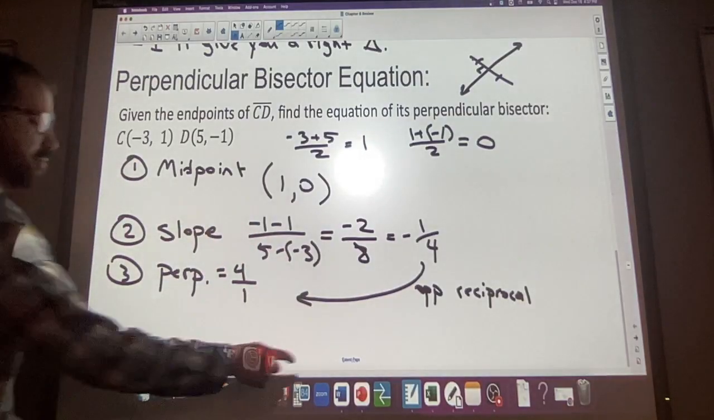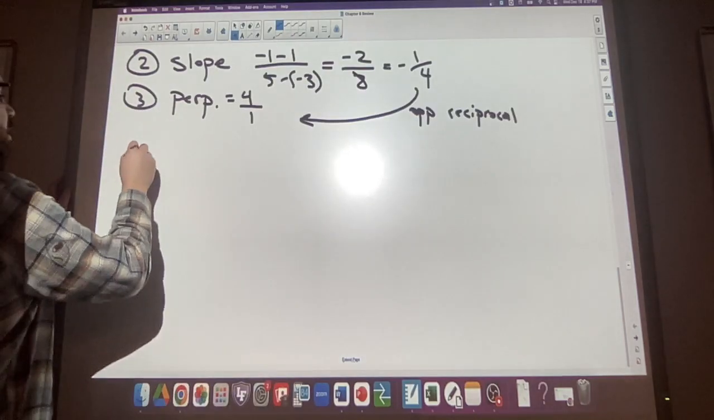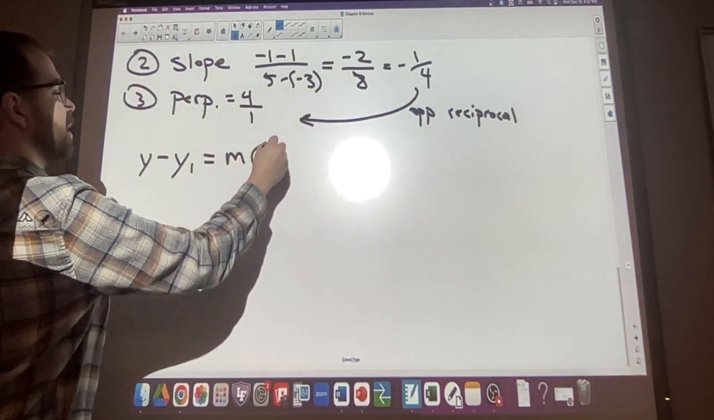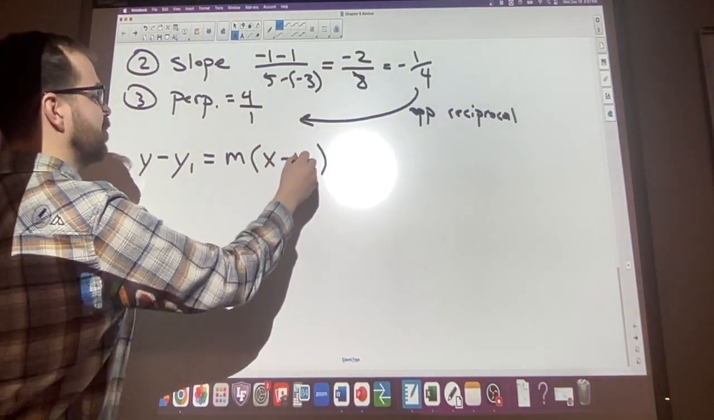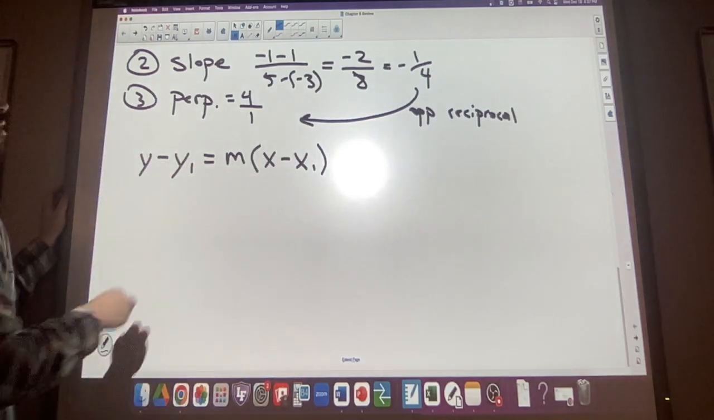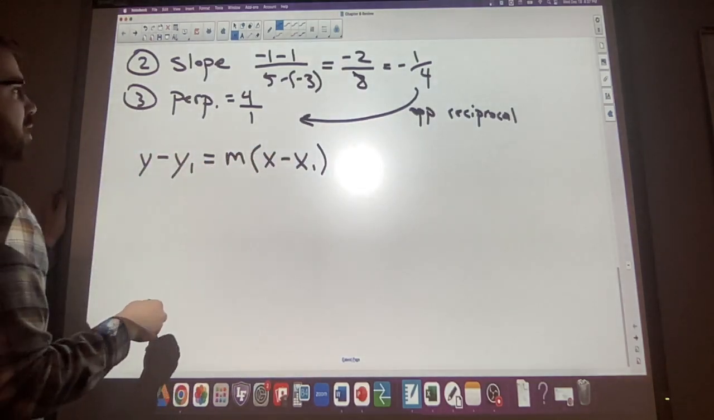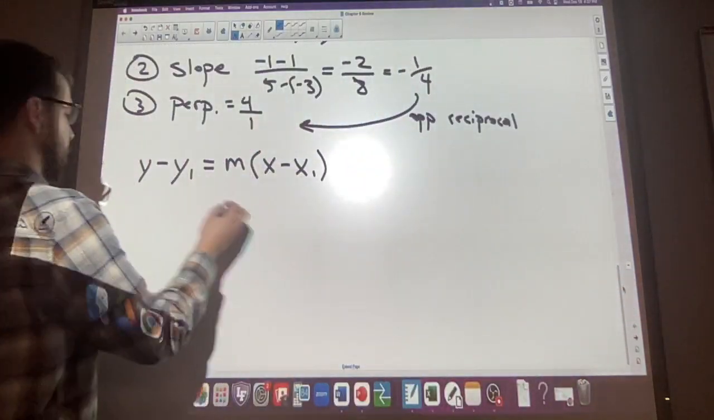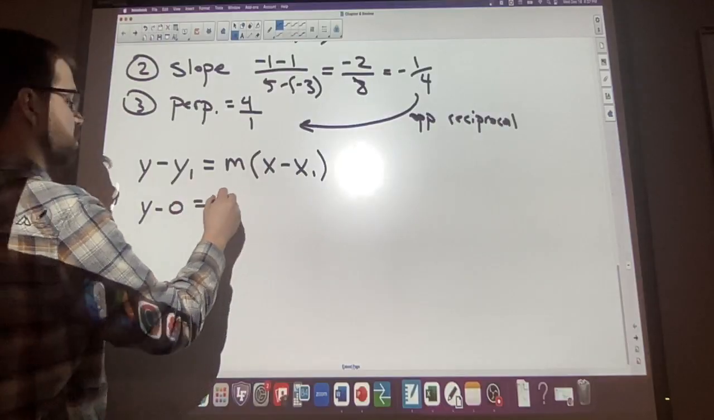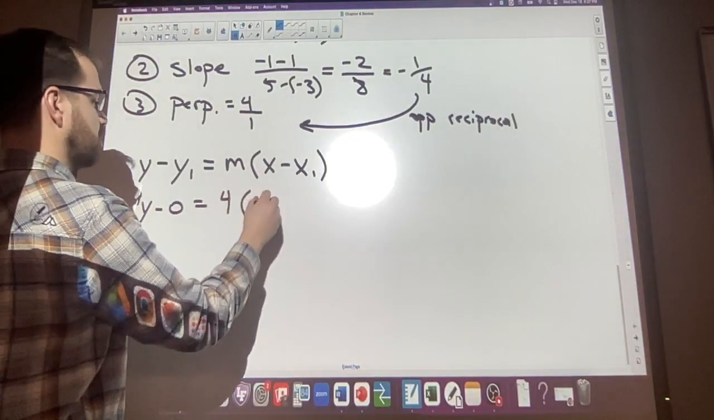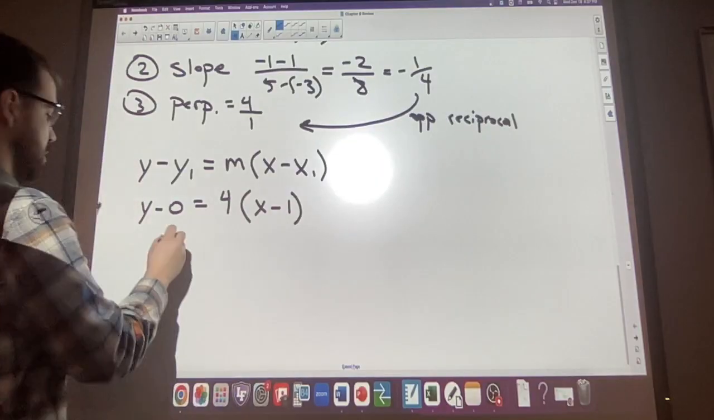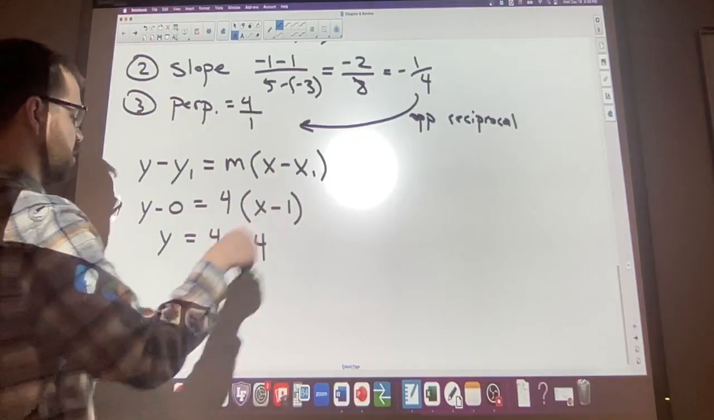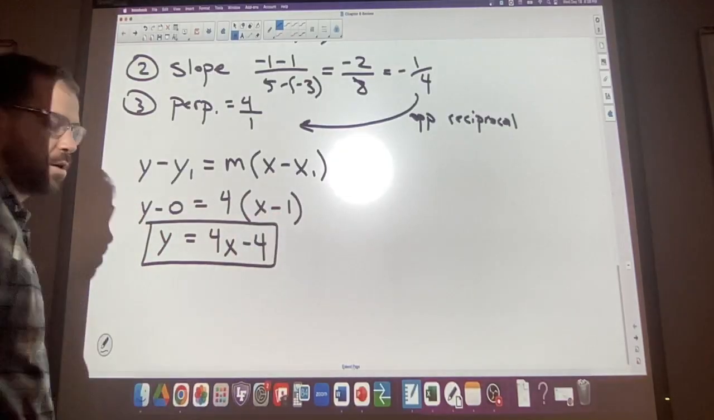All right, now we put it all together. We're going to plug it into this bad boy here. y minus y1 equals m times x minus x1. So I would definitely put this equation on your note sheet. So we plug in our midpoint, which was, I think, 0, 1. No, 1, 0. So it'll be y minus 0 equals 4 times x minus 1. And we get y equals, distribute, 4x minus 4. And we have our answer.